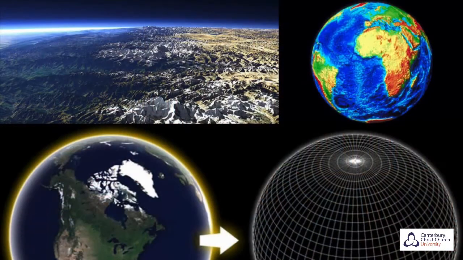Now, the first thing to notice about the shape of the Earth is that it's not actually a sphere, but it's what we call an oblate spheroid. So it bulges slightly outwards at the equator and it is slightly flatter at the poles.